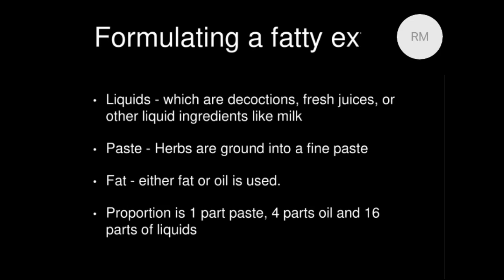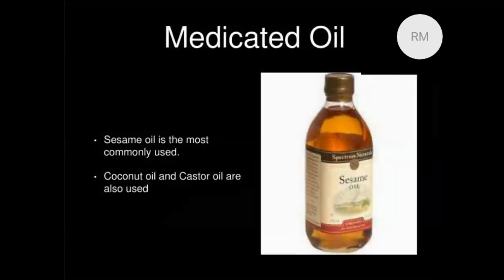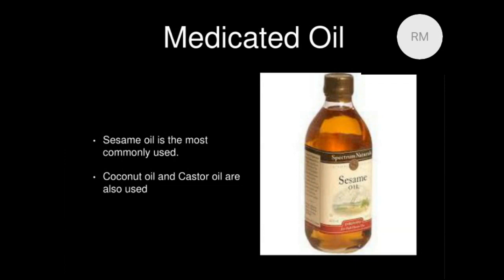Now we will see that when you make medicated oil in Ayurveda, nearly 90% of the time, we are using sesame oil. And sometimes coconut oil and castor oil are also used. Other types of oils are very rarely used, like mustard oil. Sesame oil is specifically good for the nervous system. And in most of the vata disorders, we apply Abhyanga and we use sesame oil.